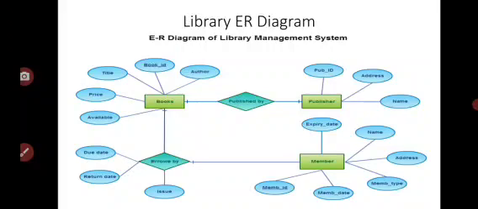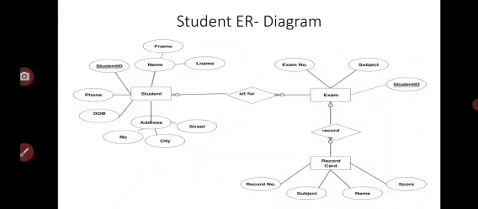And the relationships are published by and borrowed by. That is how we maintain the relationship between the different entities, by connecting lines between them, and for those relationships we have to mention the name of the relationship. Published by is the relationship between the book and the publisher, and borrowed by is the relationship established between the book and the member. So that is all about the library ER diagram.